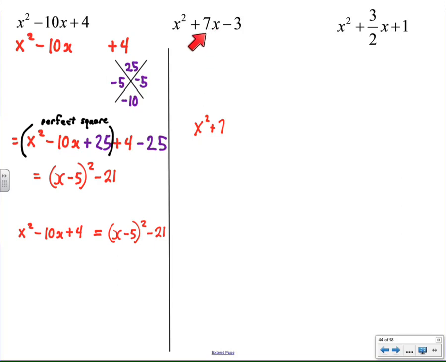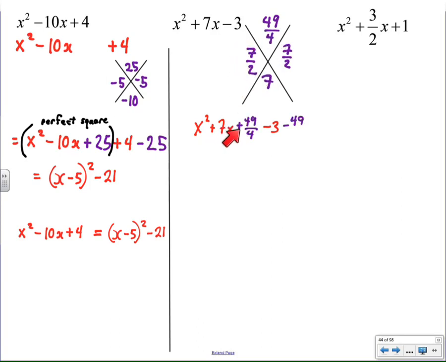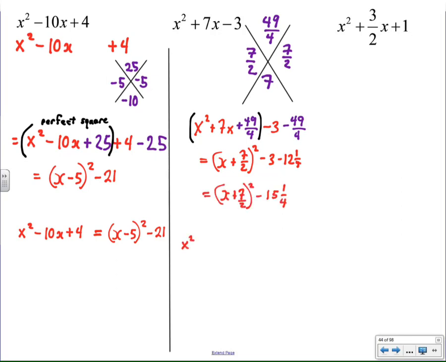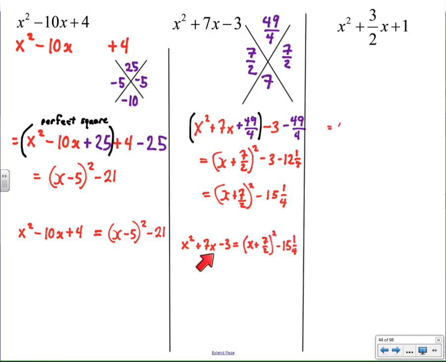Sometimes our b values are not even, so when we make our x box, we have to take half of 7. We keep it in improper fraction form so it's easier to work with. We add 49 fourths, we take away 49 fourths. This part is a perfect square. I factor, subtract, and again make the observation that I now have standard form converted into vertex form.